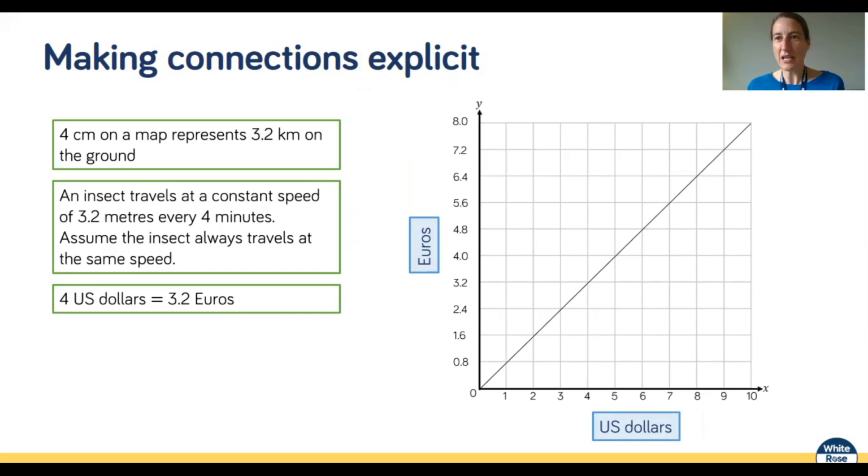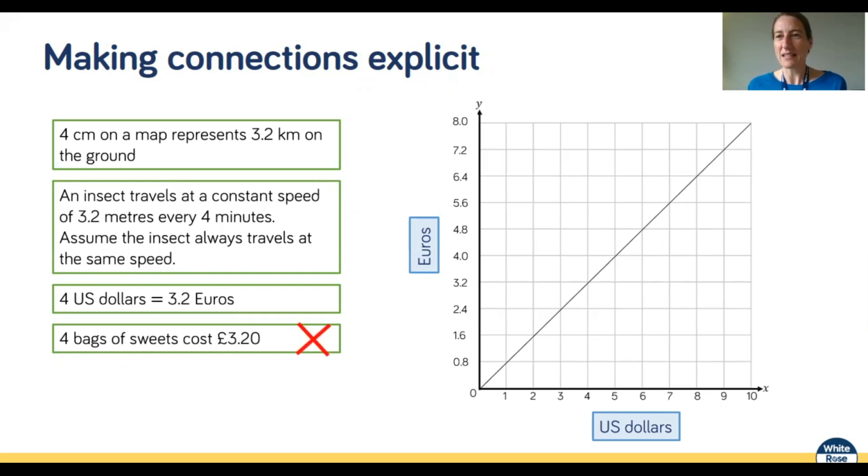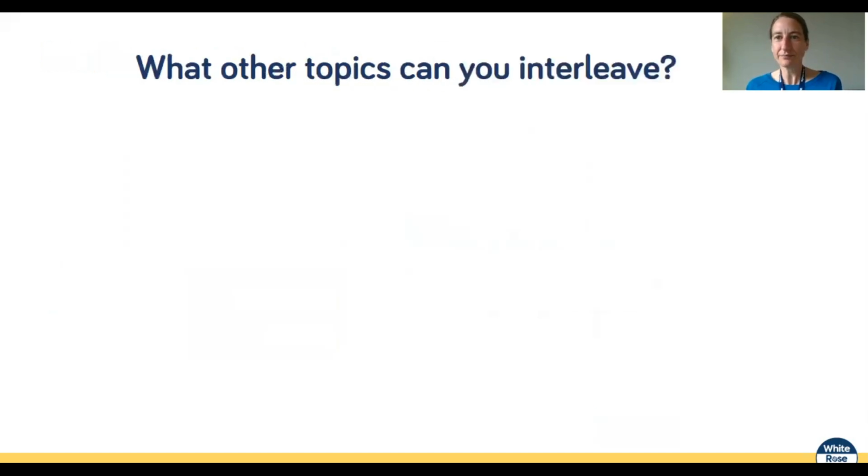And finally, perhaps we go back to our bags of sweets. So 4 bags of sweets cost £3.20. Can we use the same graph for this? And really exploring why the answer to that is no. So the idea that, okay, well, 1 bag costs 80p, but can we buy 1.5 bags or 1.25 bags? Well, we can't. So that graph would not represent 4 bags of sweets costing £3.20. And it's a really nice discussion to have.